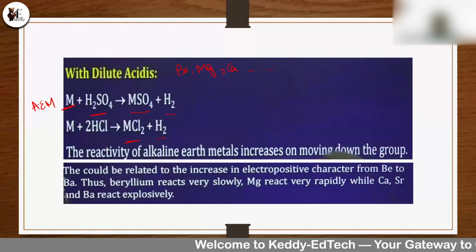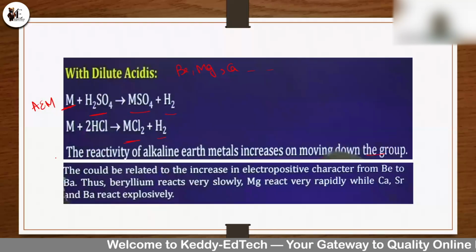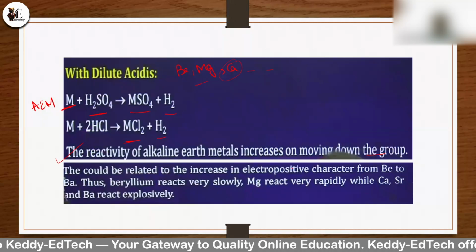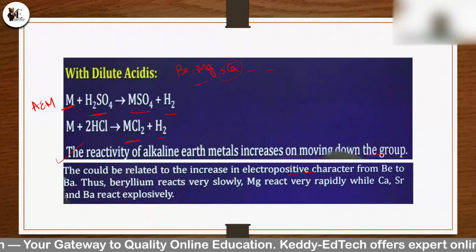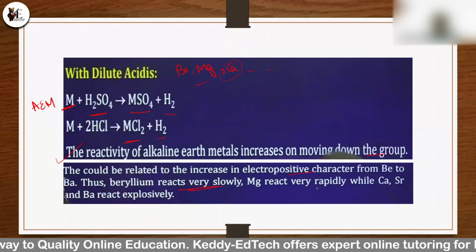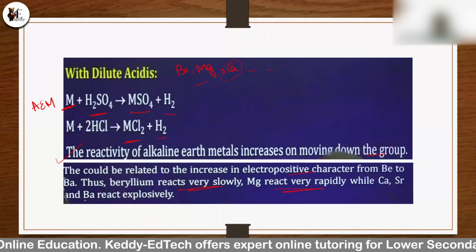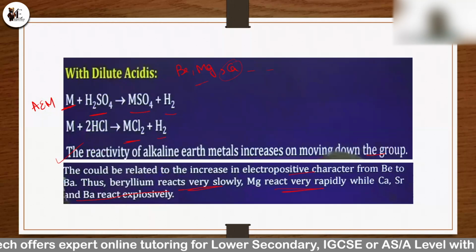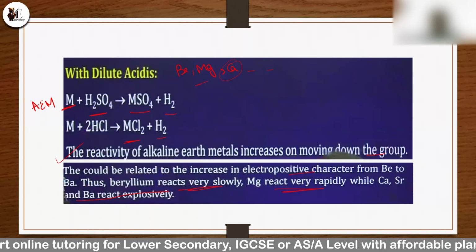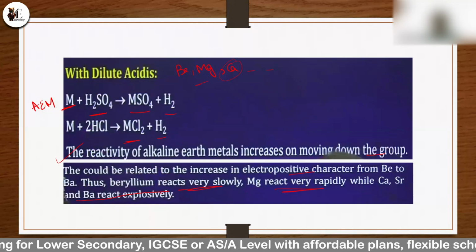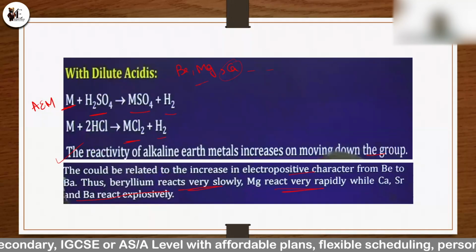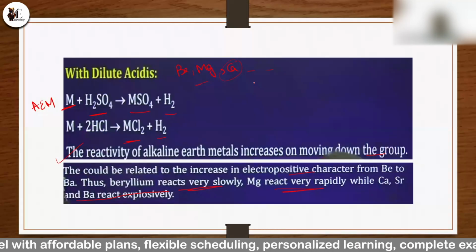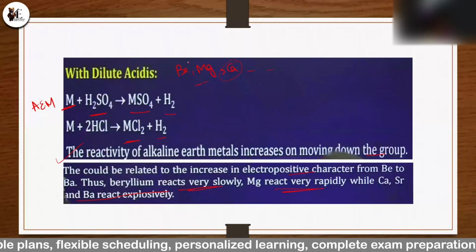Reactivity of alkaline earth metals increases on moving down the group. So the reactivity of calcium is more than magnesium. This could be related to the increase in electropositive character. Beryllium reacts very slowly, magnesium reacts very rapidly, while calcium, strontium and barium react explosively, because the activity of alkaline earth metals increases down the group. So the last three elements react with an explosion. Magnesium reacts very rapidly, but beryllium reacts very slowly. Is it clear? Yes. Okay.